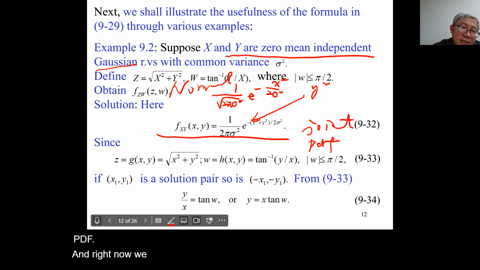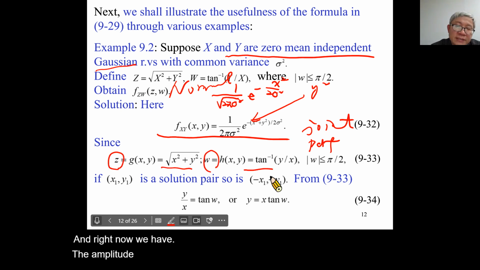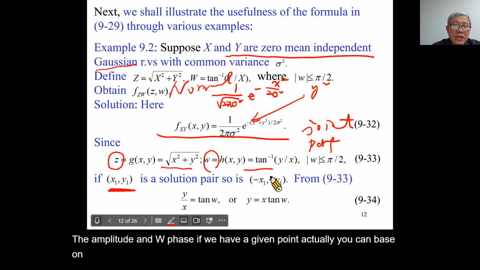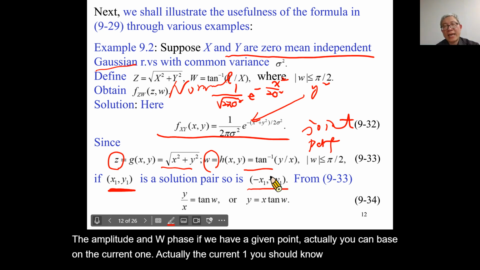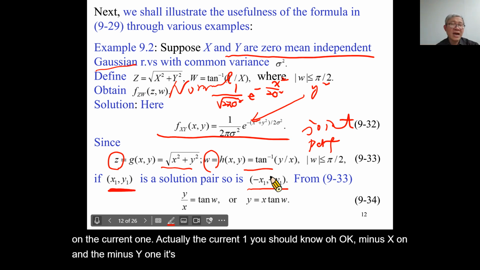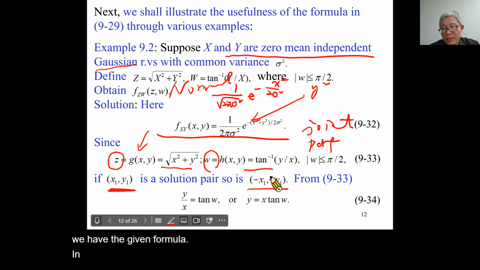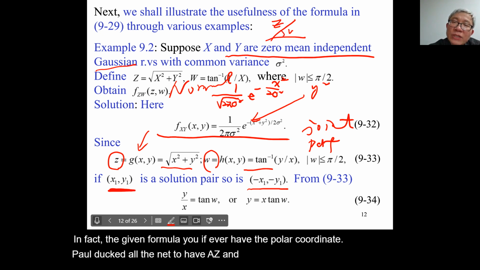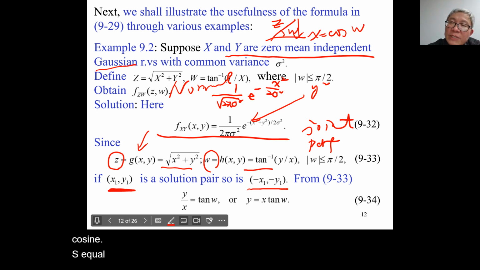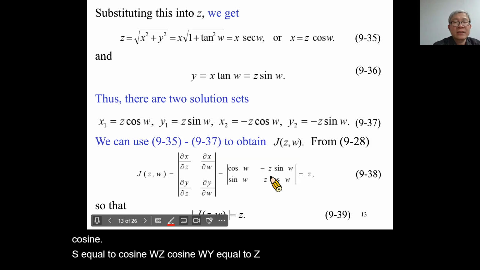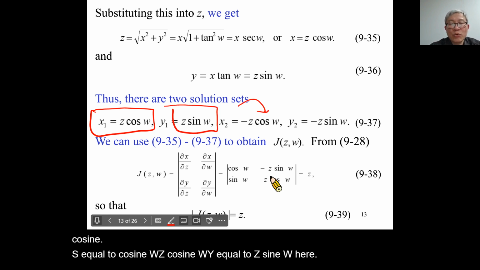And right now we have Z amplitude and W phase. If we have a given point, actually you can pass on the current one. Actually the current one you should know, minus x1 and minus y1 is a solution as well. So actually we have two solutions if we have the given formula. If I have the given formula, you have the polar coordinate with Z and the angle W. So x should be equal to Z cosine W, y equal to Z sine W here. Because of 2 points, we have a minus minus.